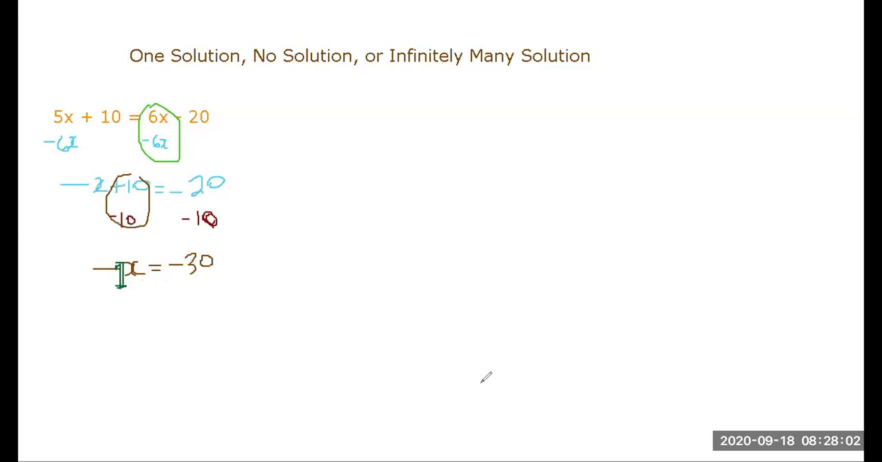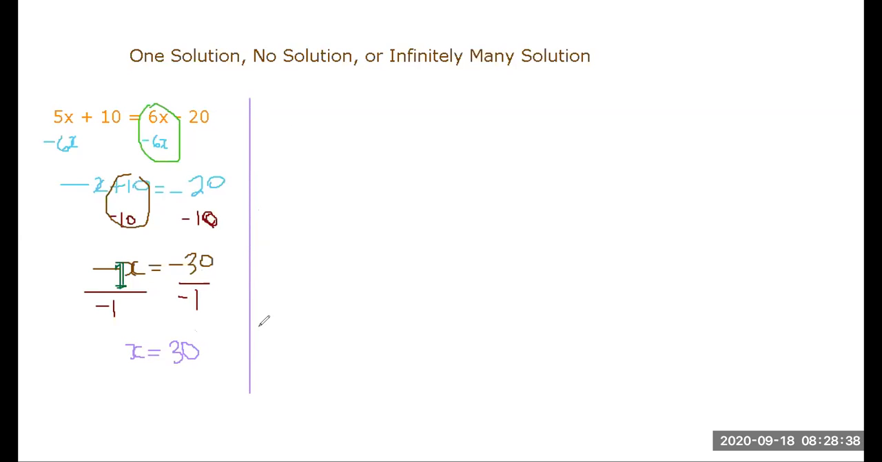We can do that because that's our business. So then we're going to divide, because I want x, I don't want negative 1x. We're going to divide by negative 1. And whatever I do to one side, I've got to do on the other side. So then my answer comes out to x equals negative 30 divided by negative 1, which is a positive 30. Negative divided by negative is positive, and 30 divided by 1 is 30. And that, my friends, is how we solve that equation.